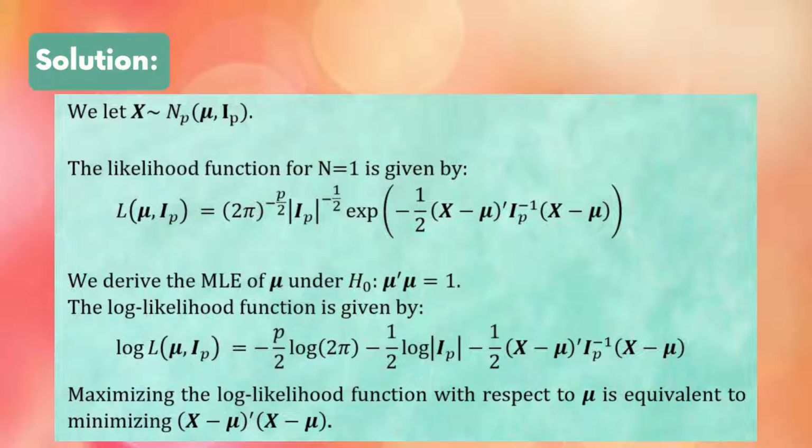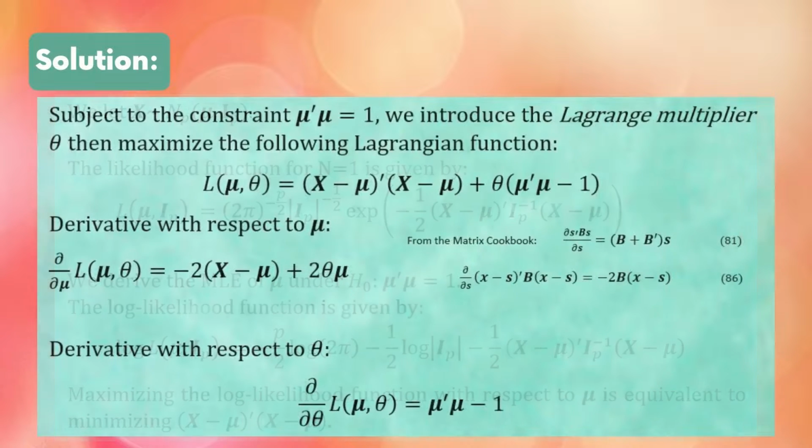We first derive the maximum likelihood estimator of mu under H null mu prime mu equals 1. We take the logarithm of the likelihood function to obtain the MLE of mu under H null. Then we arrive at a log likelihood function as follows. Maximizing the log likelihood function with respect to mu is the same as minimizing the only term containing mu, which is the quantity x minus mu prime times the quantity x minus mu.